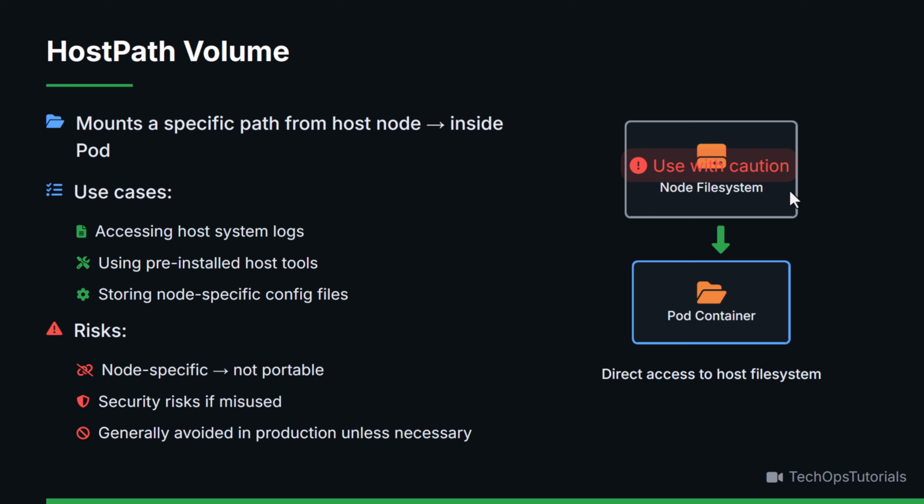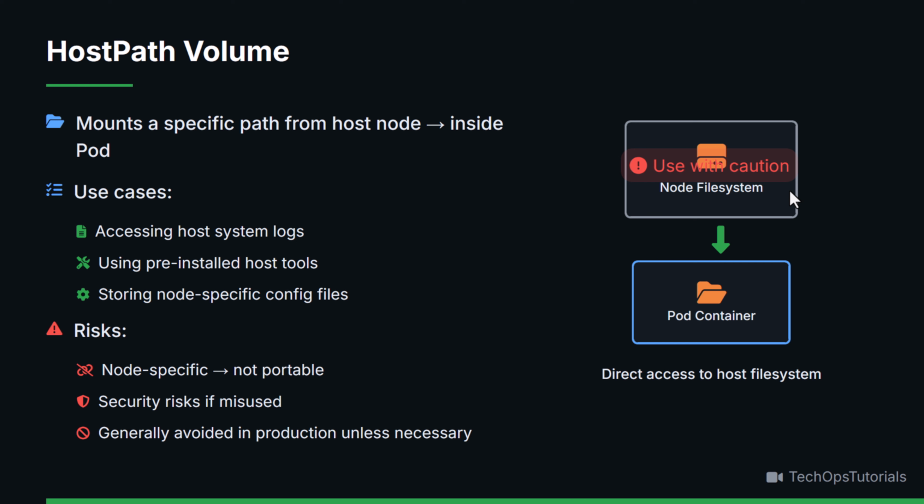Next, let's talk about the HostPath volume. This type of volume mounts a specific path from the host machine directly inside a pod. Now, where do we use it? It can be handy when you need access to the host system logs. Sometimes you may want to use pre-installed tools that already exist on the host. Or if you have node-specific configuration files, HostPath can help you make them available inside the container.